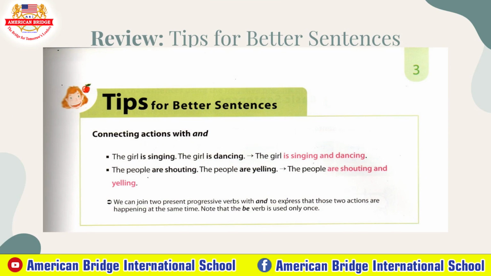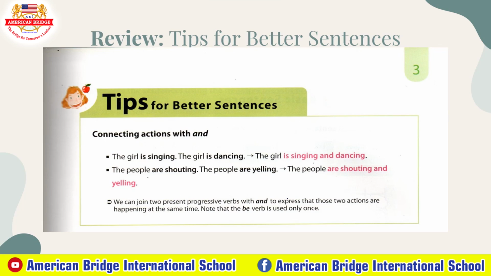Another example in here is the people are shouting. The people are yelling. So we need to combine these 2 sentences to one sentence only with and. So here, the people are shouting and yelling. So where's the be verb in here? Are, correct. People are shouting and yelling. So here's our quick review regarding our previous topic, tips for better sentences.